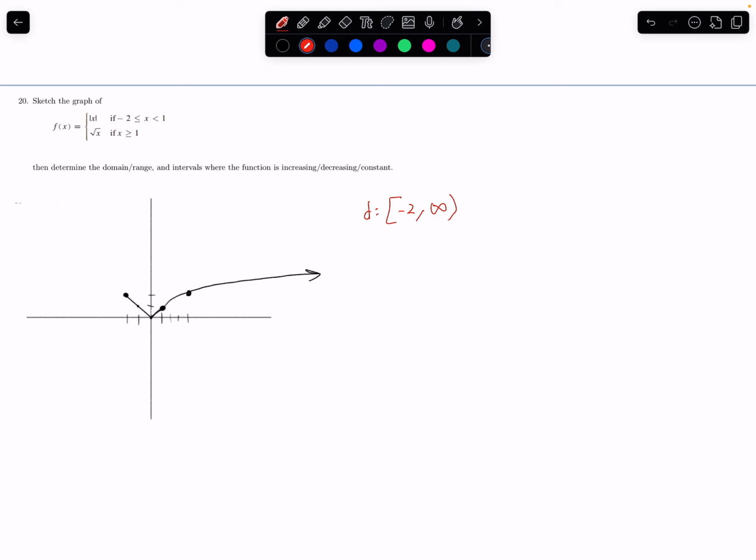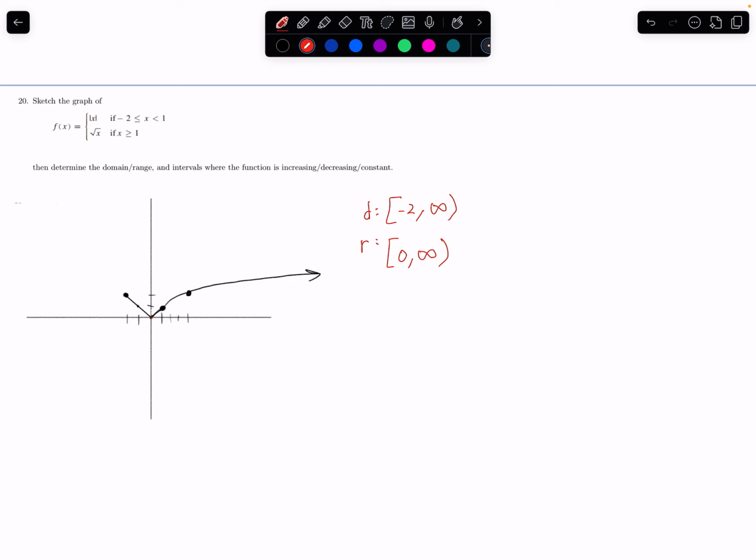What about the range? Range is the y values. The lowest y value is over here, so the lowest I can get is 0, and I do have 0, it's a filled in circle there. And what about above 0? As long as I go far enough out, this graph is going to continue to grow, so I can get as far up as I want. That also goes towards positive infinity.